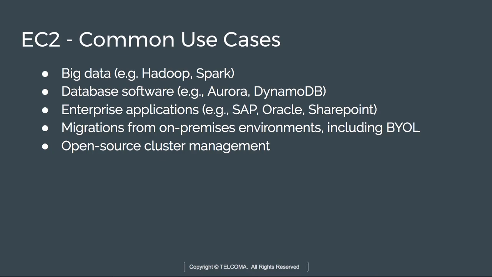Today we are going to discuss EC2 common uses. So where can we use EC2, Elastic Compute Cloud? EC2 is used in big data, for example, Hadoop and Spark. It is used with database software like Aurora and DynamoDB. We have enterprise applications: SAP, Oracle, SharePoint. We have migrations from on-premises environments including BYOL, and open source cluster management. So these are the uses of Amazon EC2.